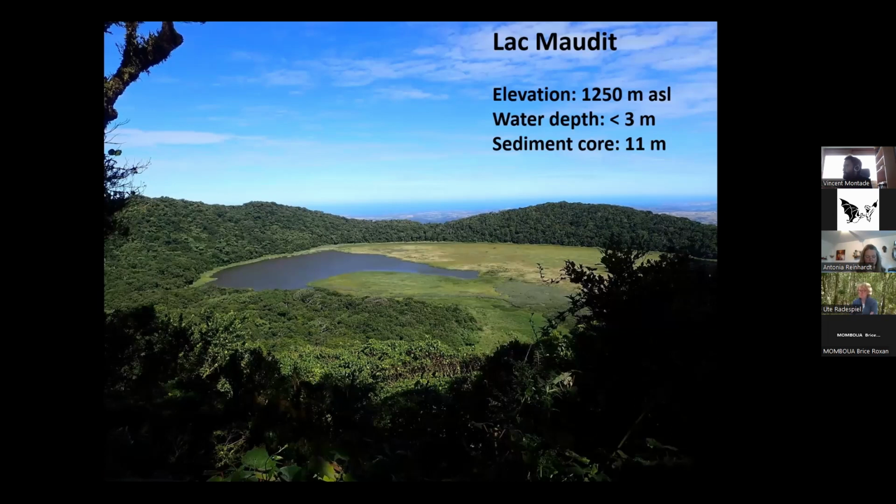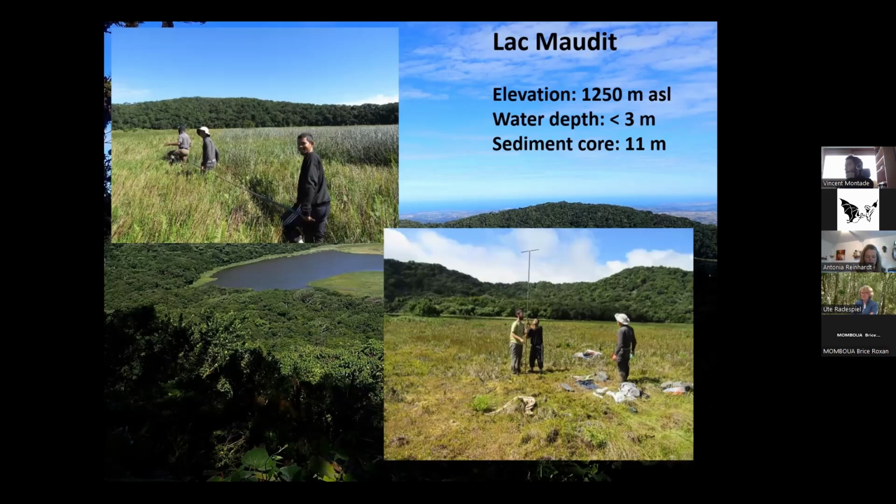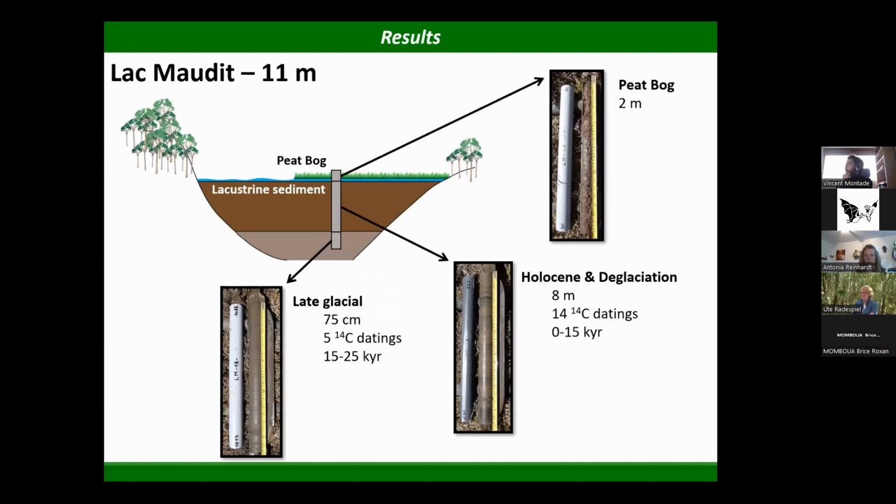From that peat bog, we collected the sediment core, which is about 11 meters in length. As I said, we were able to work in the central part of the peat bog, which is the center of the lake. This is how the core looks, more or less. You have 2 meters of peat bog, and then after 2 meters of peat bog, we reached lacustrine sediment, which is about 8 meters, and these 8 meters encompass 0 to 15,000 years before present. And in the last meter, more or less, we obtained the sediment from the late glacial conditions.